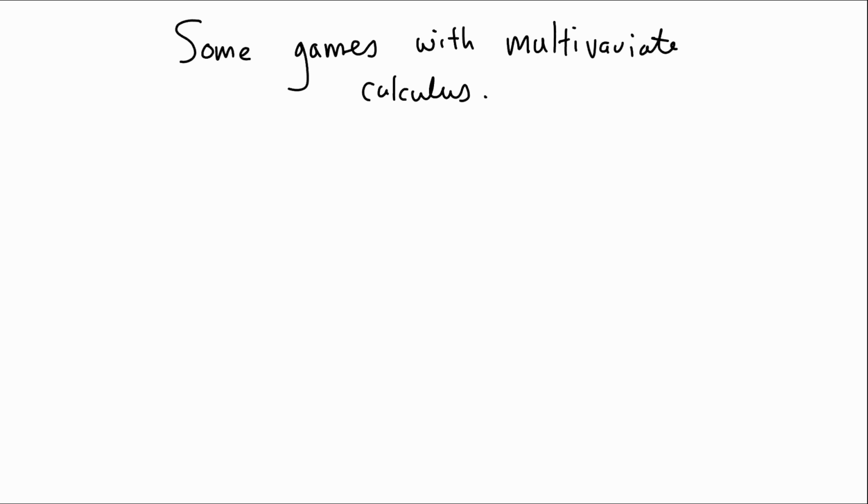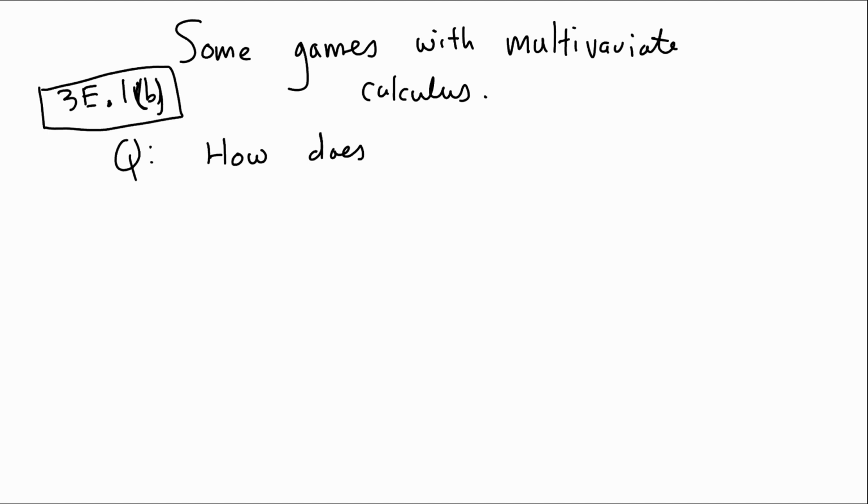Okay, so let's ask a question. So this could be a homework problem. This is an example in the book. So it's 3E.1b. I don't know. I don't like, this is terrible. It's like the VIN number of your car. You're never going to remember it.